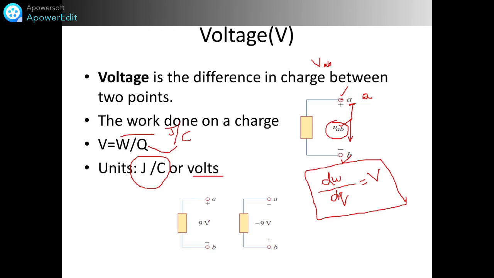In the diagram given below, the potential difference between A and B is 9 volts, with positive polarity at point A and negative at point B. If we reverse the polarities, negative at point A and positive at point B, it is treated as minus 9 volts.